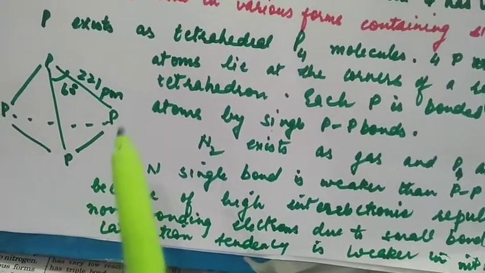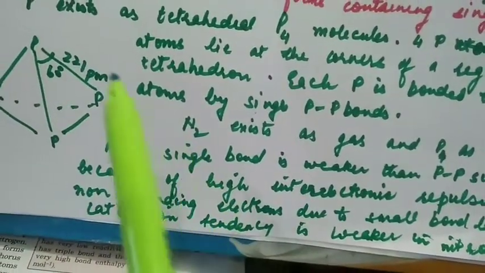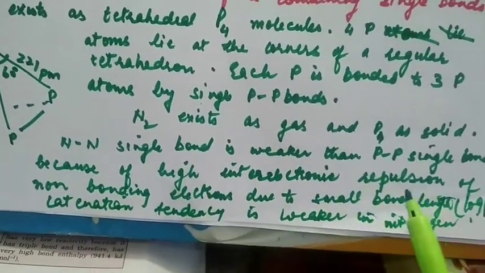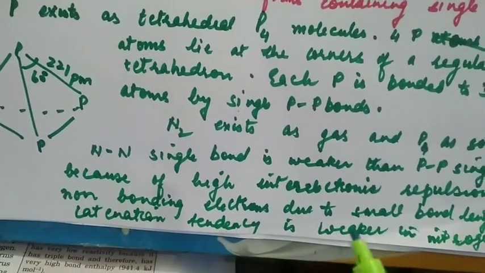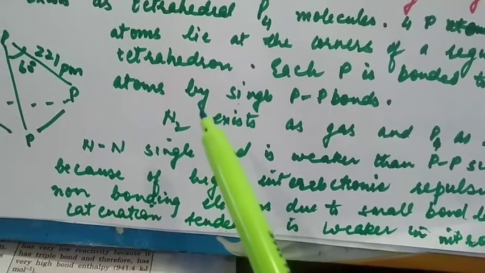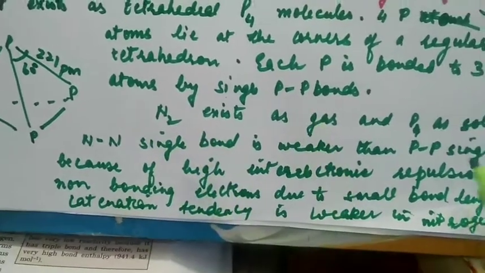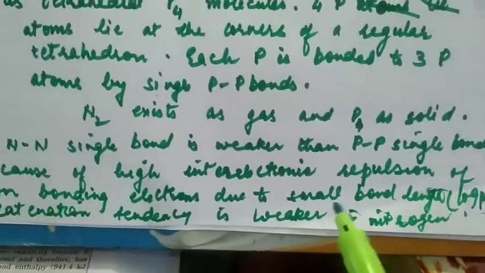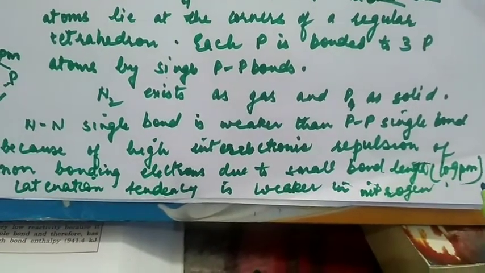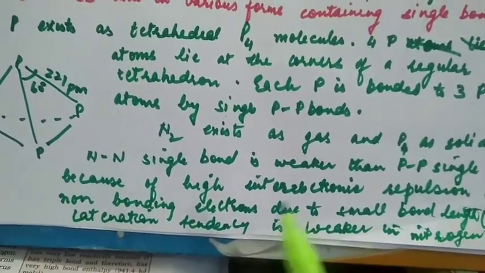Nitrogen cannot form this kind of structure because nitrogen single bonds are weaker than phosphorus-phosphorus single bonds, because of high inter-electronic repulsion of non-bonding electrons. The nitrogen atom is small, so the lone pair on the nitrogen atom in this small atom causes so much repulsion that the nitrogen single bond cannot exist. The bond length is very small, 109 picometers. So catenation tendency is also weaker in nitrogen.